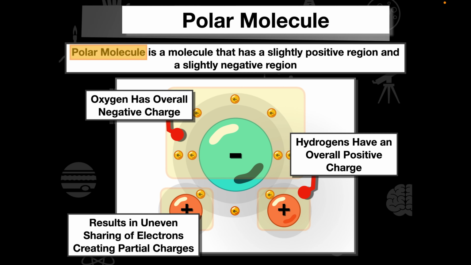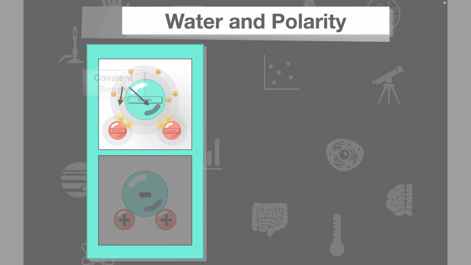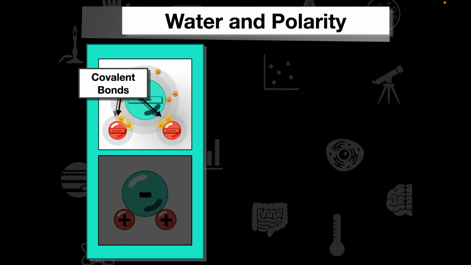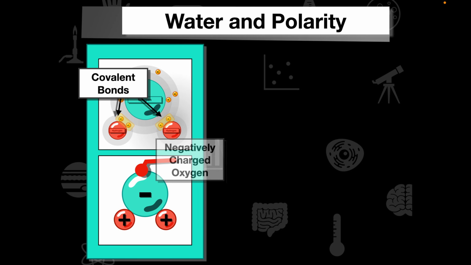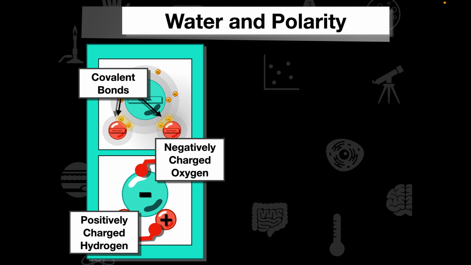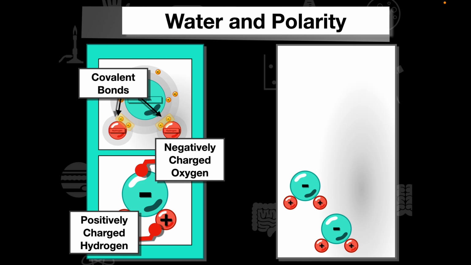So because of this, what we see is this resultant uneven sharing of electrons creates these partial charges where the oxygen is negative and the hydrogens are positive. Now, it's important for us to understand that this covalent bond, this sharing of electron sets, is what's going to give the negative charge to that oxygen and the positive charge to that hydrogen. That's the covalent bond, the sharing of these negatively charged electrons between the individual atoms.